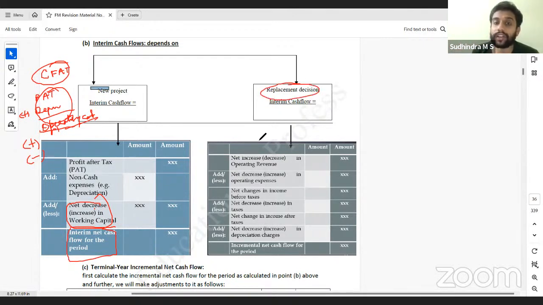Whereas in case of replacement decision, you have to go with comparison. Because of that asset being replaced, what is the increase or decrease in the profit, operating revenue? Increase or decrease in the operating expense?